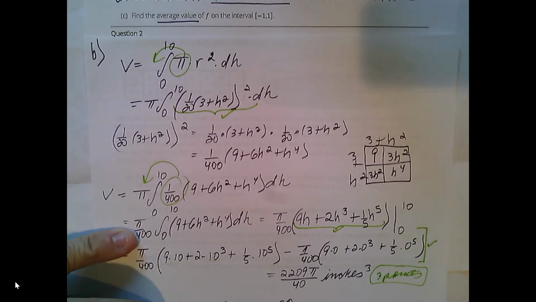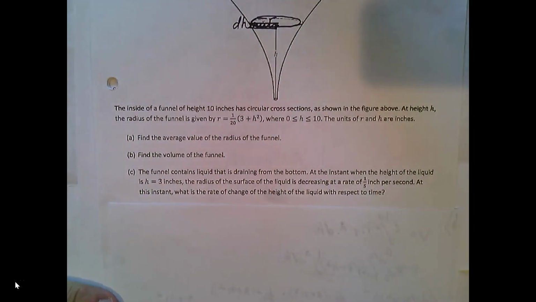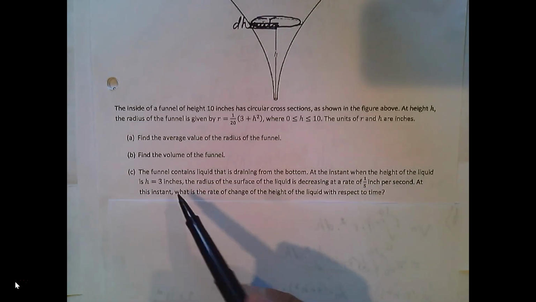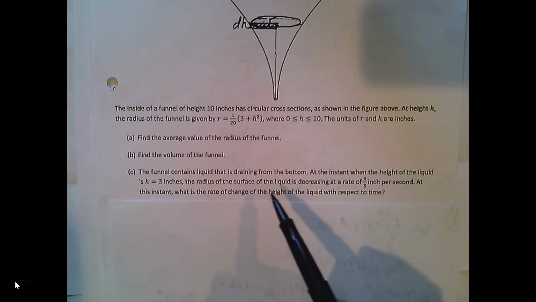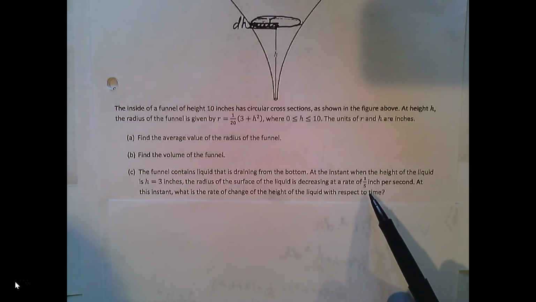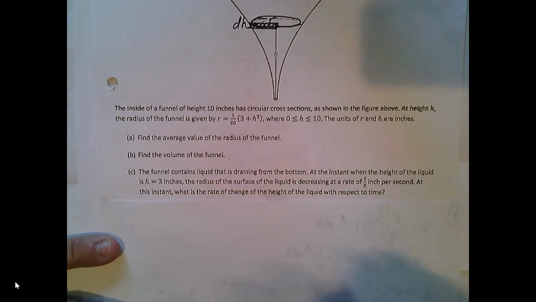All right, last question in the home stretch. Part C. The funnel contains liquid that is draining from the bottom. At the instant when the liquid is h equals 3 inches, the radius of the surface of the liquid is decreasing at a rate of 1/5 inch per second. At this instant, what is the rate of change of the height of the liquid with respect to time?